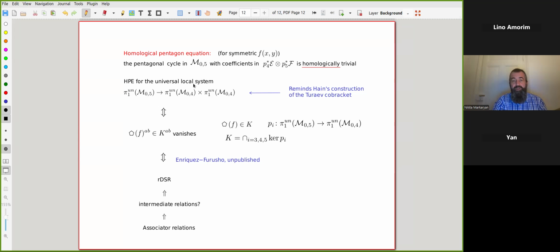And if we take the universal local system of this kind, which is just two pullbacks, so this is a universal local system, where we have these two maps from M05 to M04, then this condition may be rephrased in this way, as observed by Enriquez and Furusho, that this condition is equivalent to the double shuffle relation, which is not surprising.